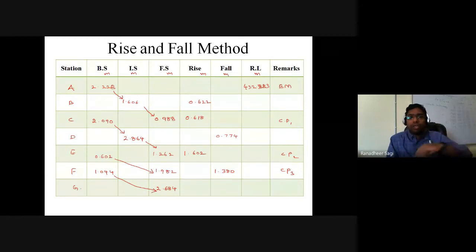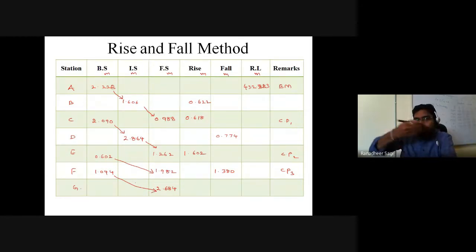So I'll go back to my backside reading: backside reading minus the next subsequent reading. So 1.044 minus 2.684, which gives 1.640. 433.006 is going to be your RL value of point B.